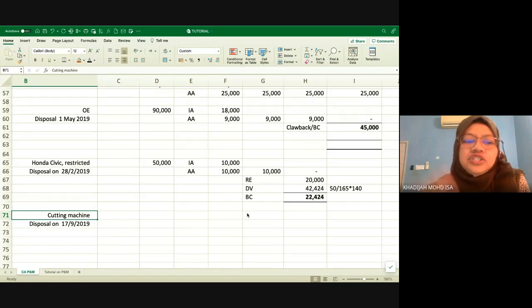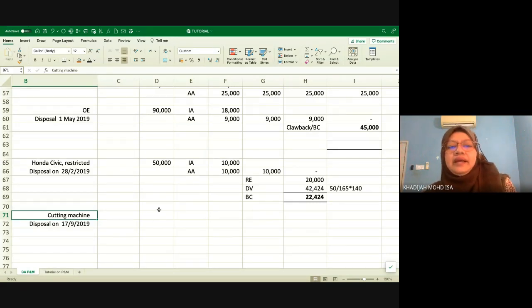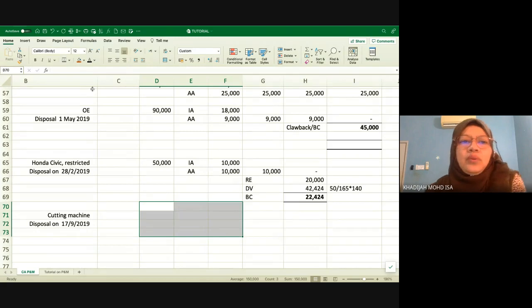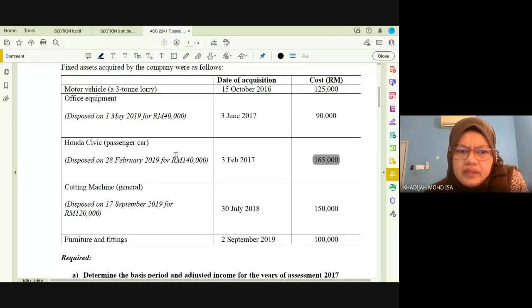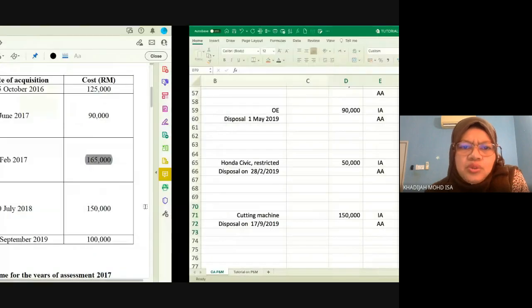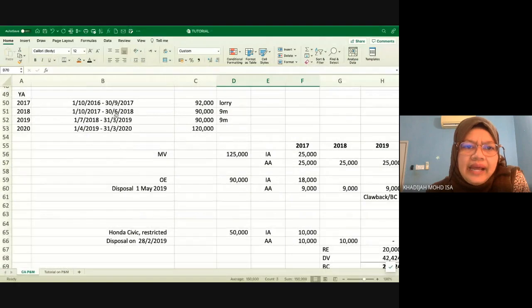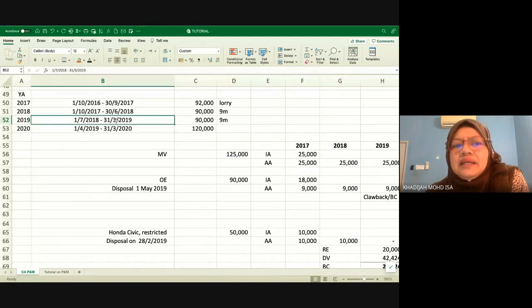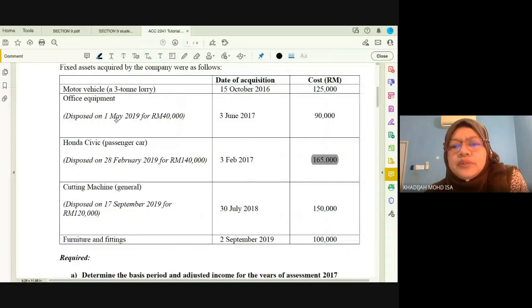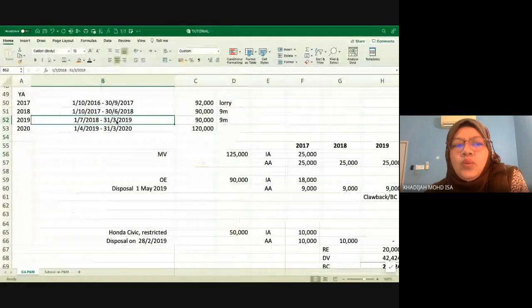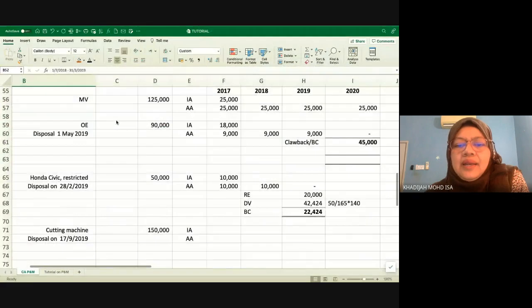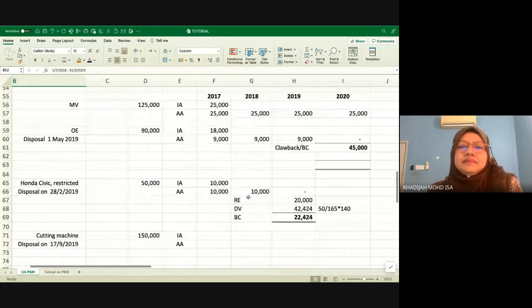On the third condition, all right, the asset is that I think that you have to, when is the acquired on? Cutting machine acquired 30th July 2018, go back to your basis period. 30th July 2018 you purchase. So that is in YA 2019. So you claim in 2019.